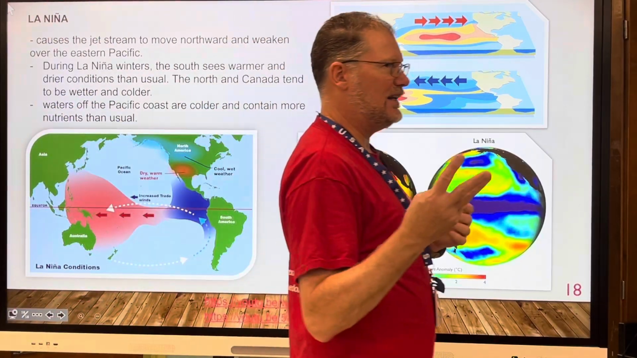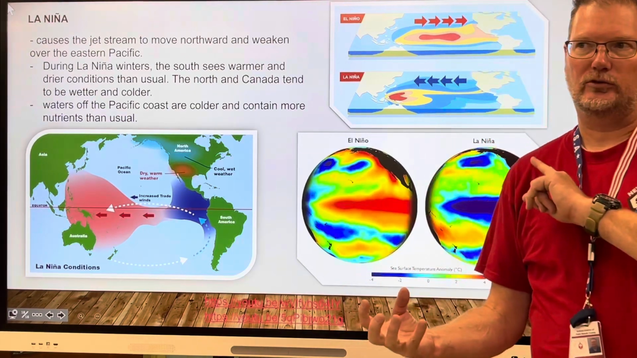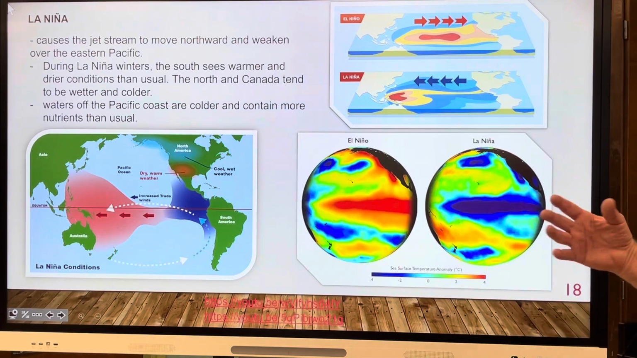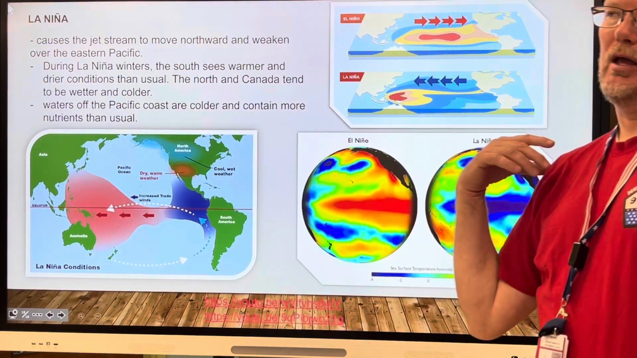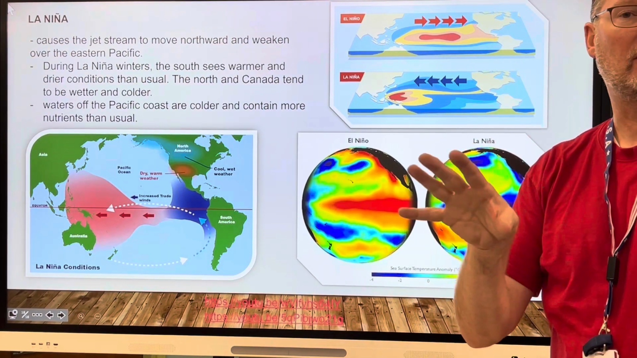So you've got three conditions: normal, El Nino, and La Nina, and you have to be able to discern between the three of those. You're probably going to have to go over these notes again, and I have another activity, or maybe two activities, coming up that will help with this also. And that is our notes for this unit.